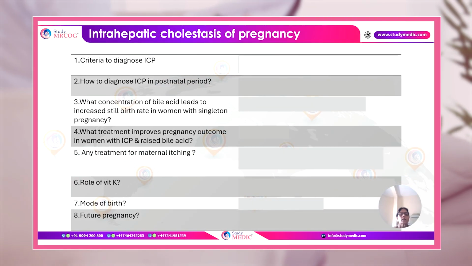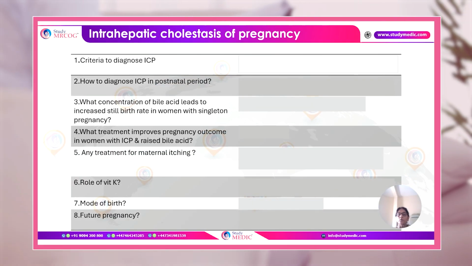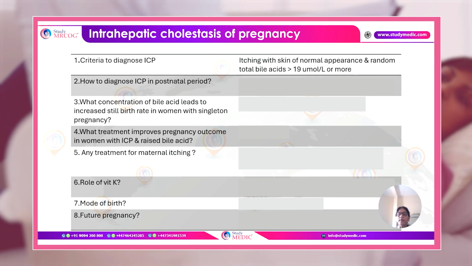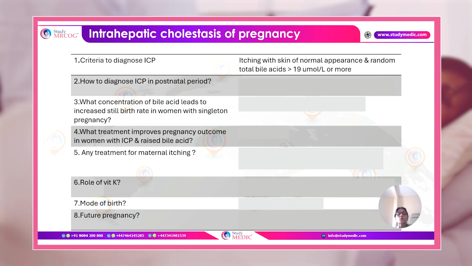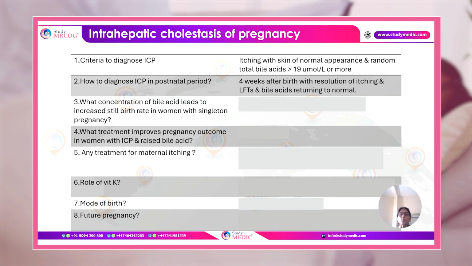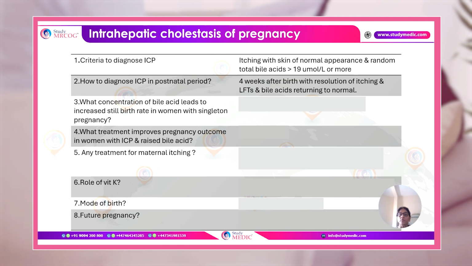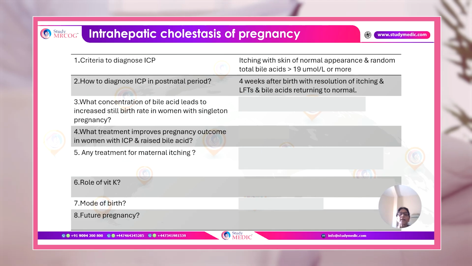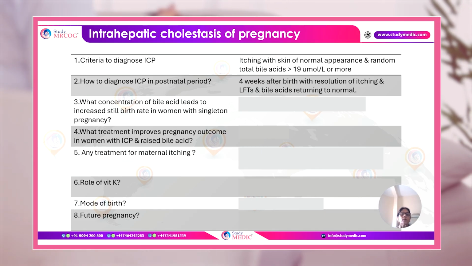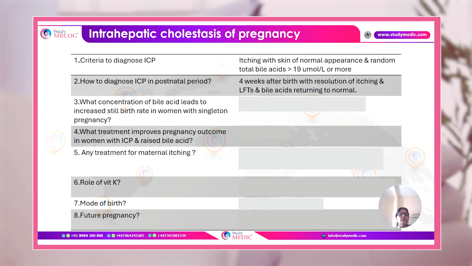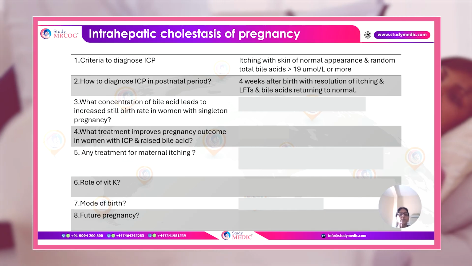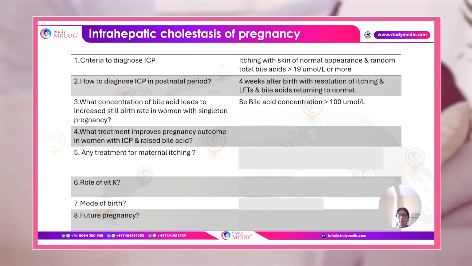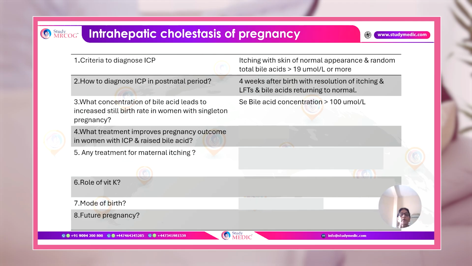So what is the criteria to diagnose IHCP? Bile acids more than 19 and skin appearance is normal. How will you diagnose in the postnatal period? So 4 weeks after the woman has delivered, the itching should have been resolved and LFTs and bile acids should return to normal. What is the concentration of bile acids after which there is increased risk of stillbirth? So in a singleton pregnancy, obviously, anything more than 100, or women who have severe intrahepatic cholestasis of pregnancy.